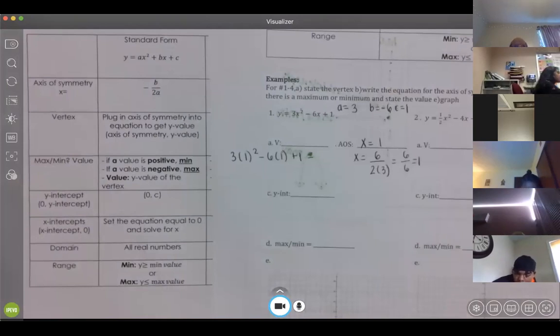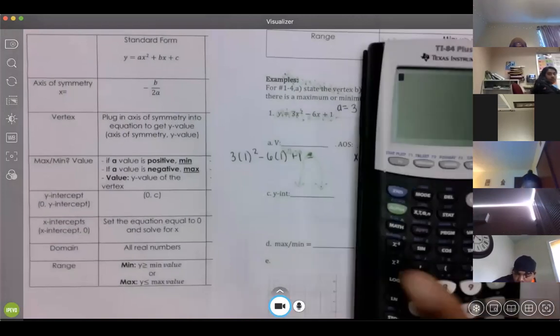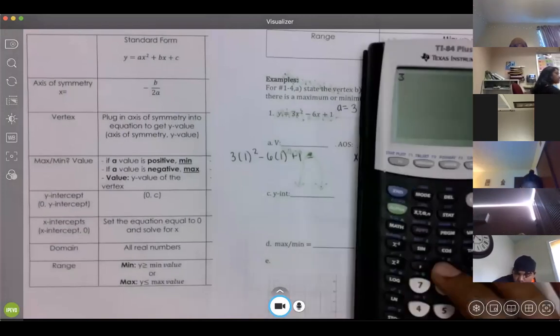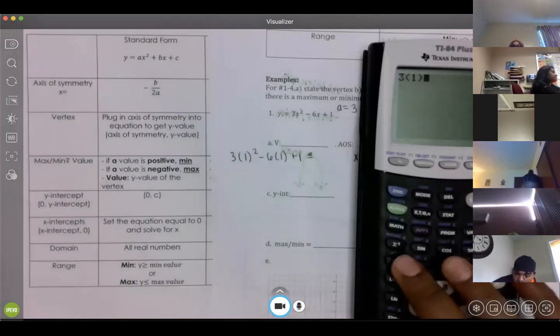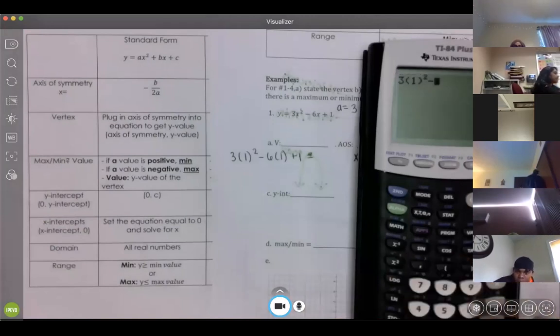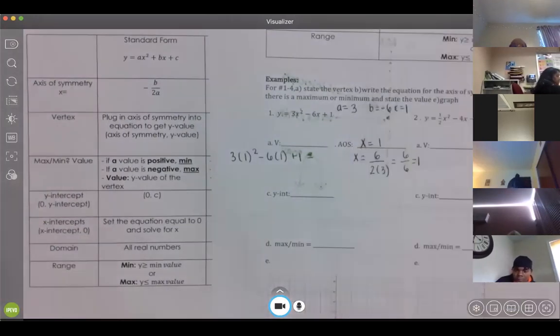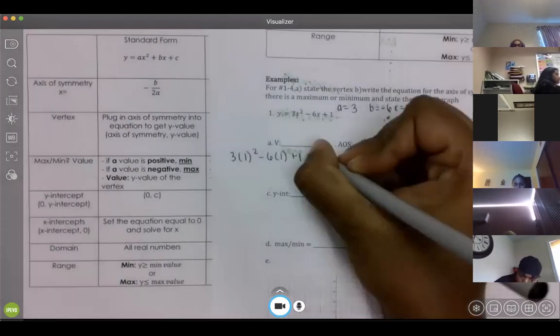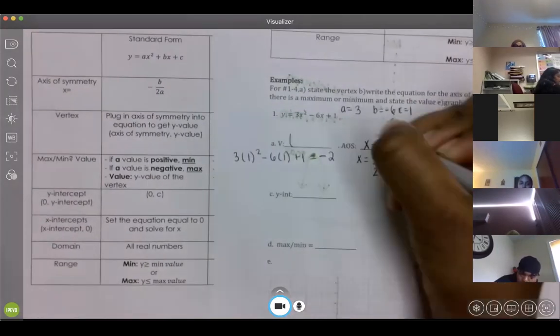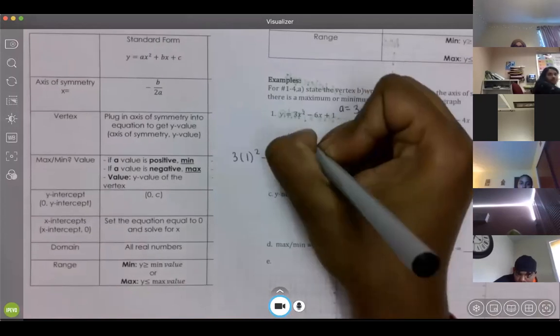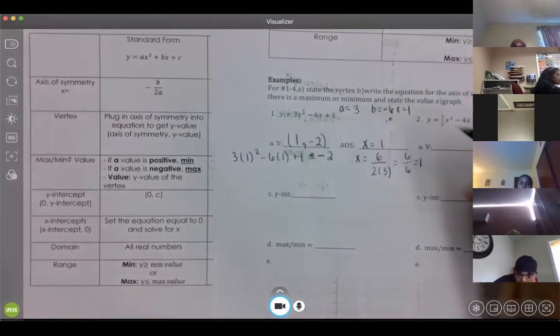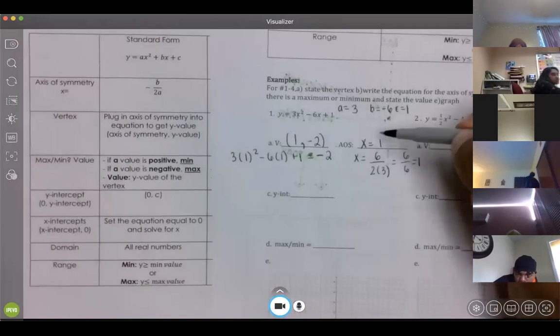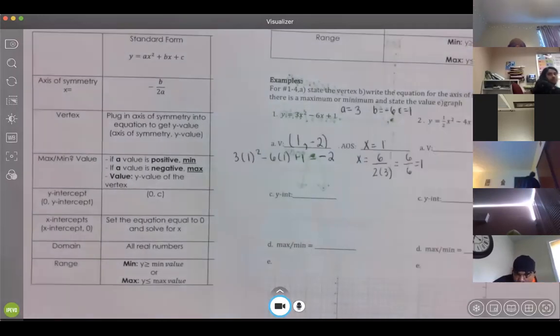All right, so take out your calculator. We're going to do 3(1), and then you're going to square that, minus 6(1) plus 1. And that's going to give us -2. So your vertex is (1, -2). The 1 comes from the axis of symmetry, the -2 comes from what you plugged in. Questions so far?